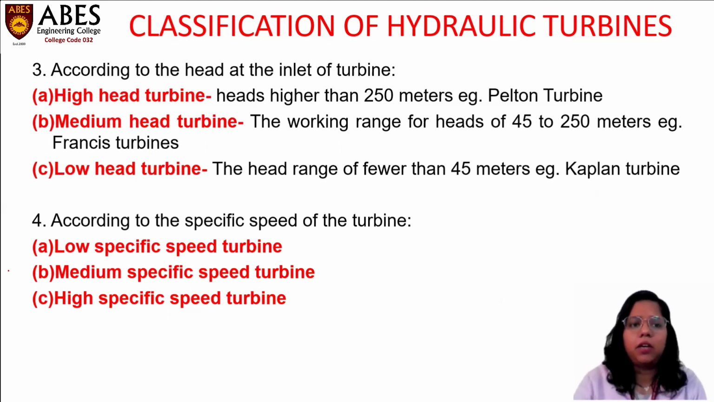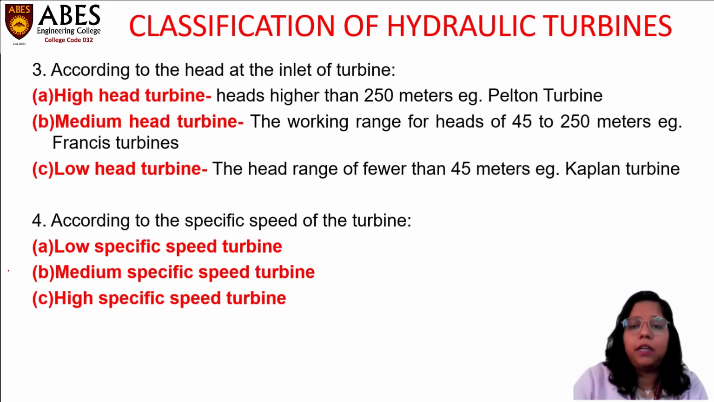Third, we can categorize according to the heads at the inlet of turbine. So there are high head turbines, medium head turbines, and low head turbines. In high head turbine, when heads are higher than 250 meters, these are termed as high head turbines, like a Pelton wheel turbine. Then medium head turbine, when working range of heads are 45 to 250 meters, like Francis turbine. Then when the head range is lesser than 45 meters, these are termed as low head turbines. Kaplan turbine is an example of low head turbine.